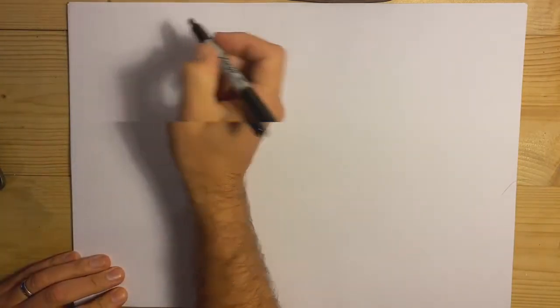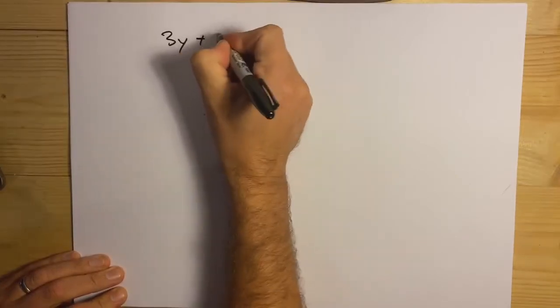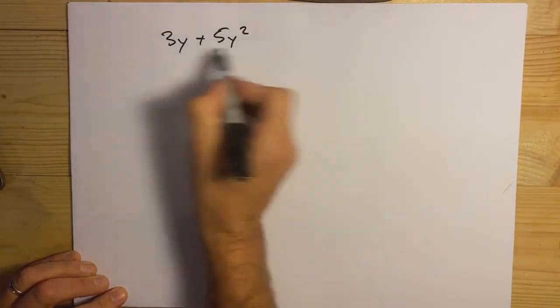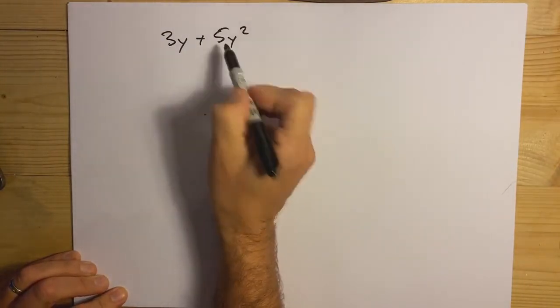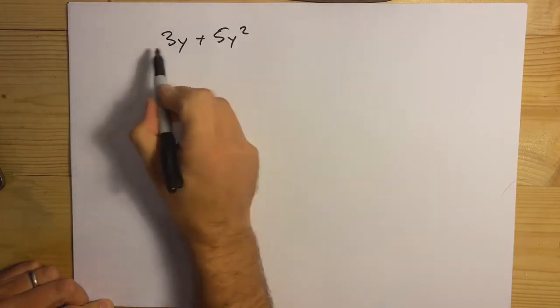Okay, if we're left with terms which are different powers, then we can't combine them. So if we have 3y plus 5y squared, that cannot be combined to give us 8y cubed or anything. That just doesn't work, because the powers are different.